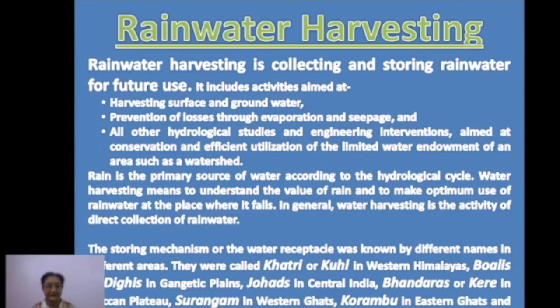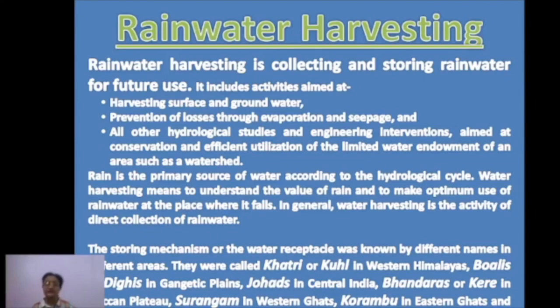Water harvesting is basically to understand the value of rainwater and to make optimum use of rainwater at the place where it falls. In general, rainwater harvesting is the activity of direct collection of rainwater. The storing mechanism or the water receptacle was known by different names in different areas.